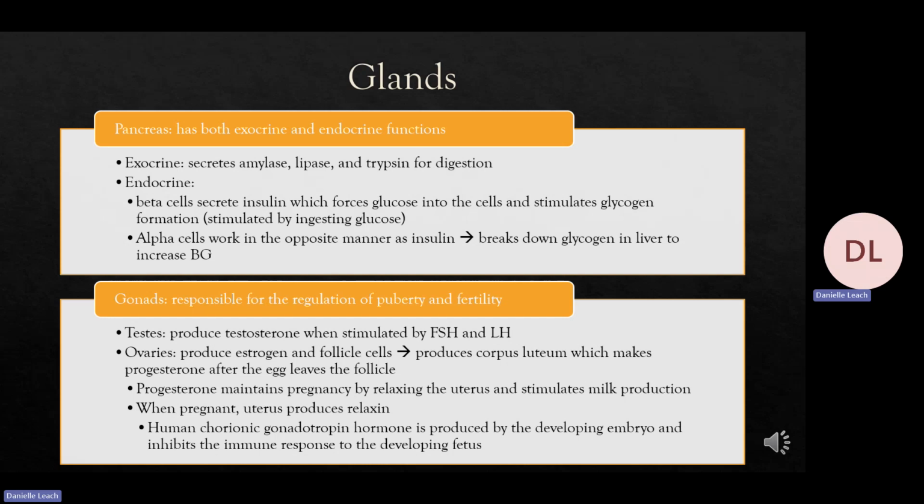When a woman is pregnant, the ovaries and uterus produce relaxin, which is a hormone that relaxes the cervix, vagina, and ligaments around the birth canal in preparation for delivery. And also, human chorionic gonadotropin hormone is produced by the developing embryo. It inhibits the immune response to the developing fetus.